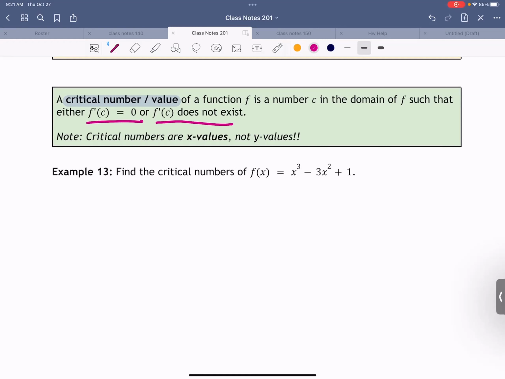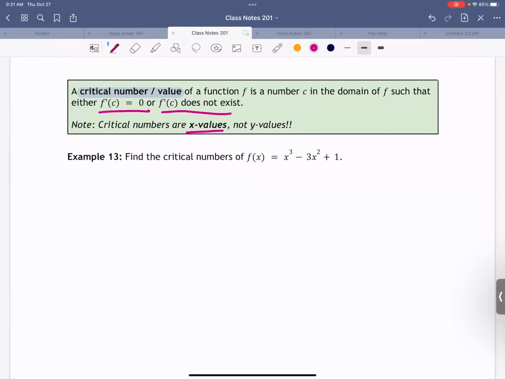Okay, so 2 things that we have to look for critical values. One thing I do want to harp on is that critical values are x values. I know that we said maxes and mins are y values. Critical numbers are x values. Now if that was really abstract, let's do an example and it might give us an idea of what we're actually looking at here.